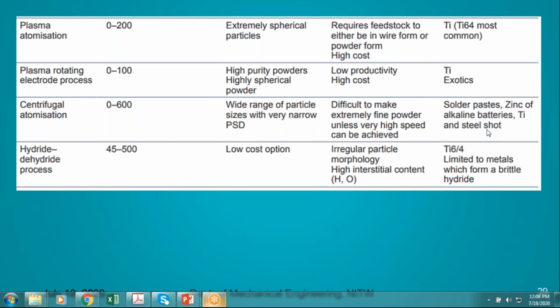And with the plasma rotating electrode process, we can produce 0 to 100 micron powder, which has high purity and highly spherical particles. And the centrifugal atomization process, as well as the hydride-dehydride process, is the lowest cost option, with the lowest cost of production. This hydride-dehydride process can be used for the production of powder particles, and in this process an irregular particle morphology will be there.